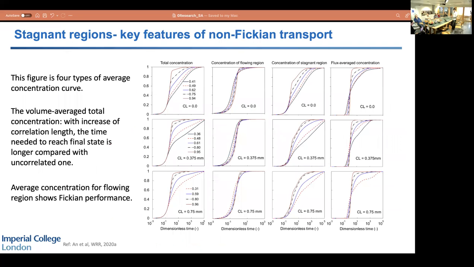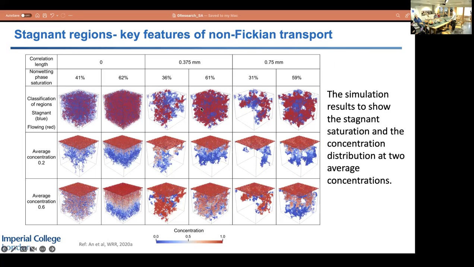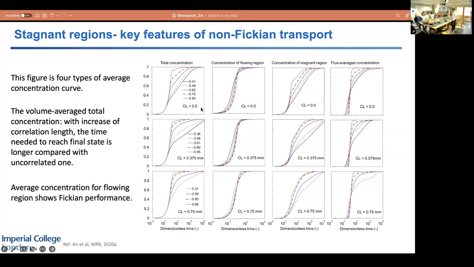Also, we quantitatively analyzed how the concentration changes with time in the whole domain. This is the total concentration. It's clearly non-Fickian, non-thickened behavior. And for the flowing region, it's thickened. Yeah, the red part of this one is the flowing region. It's the thickened performance. And how do you see that? Sorry, I mean that it's non-thickened. Because for this one, you can see this is not a perfect S curve. This area is not.